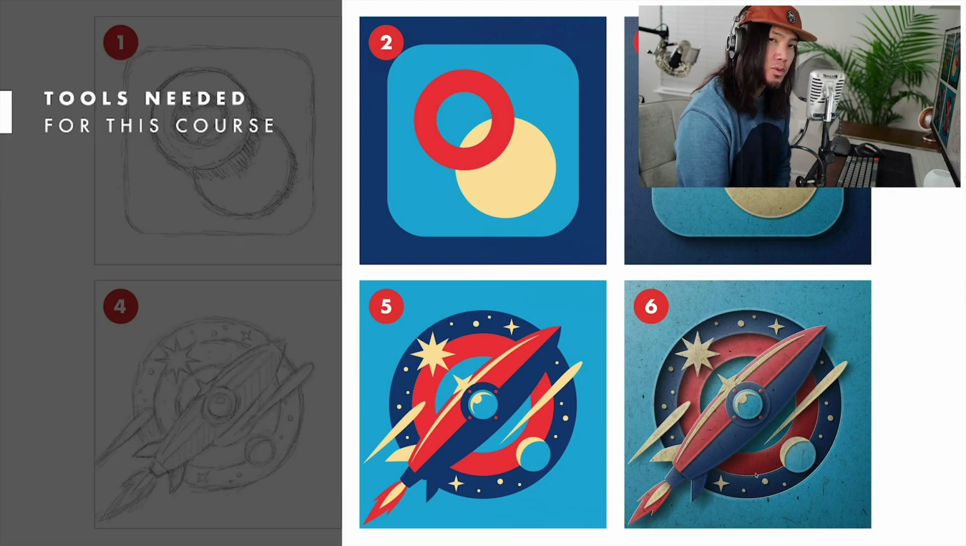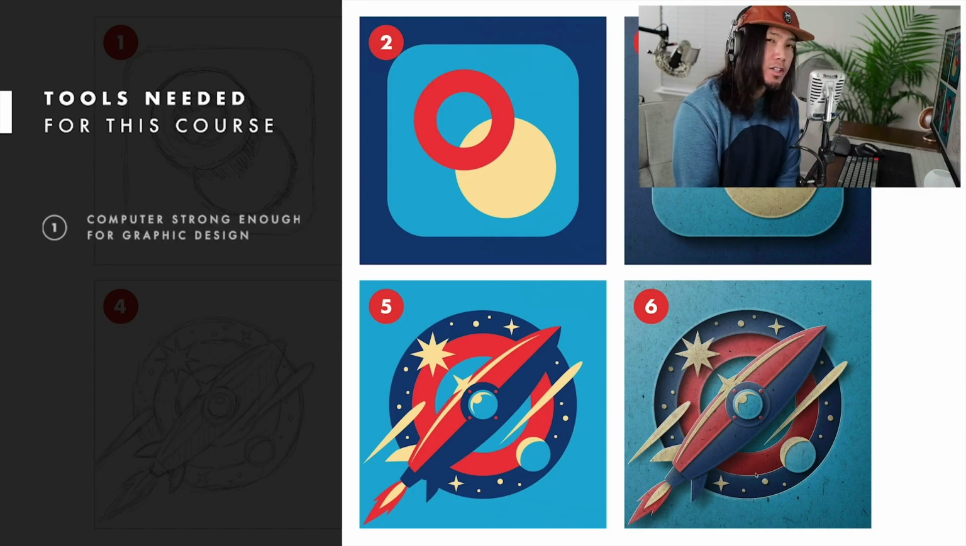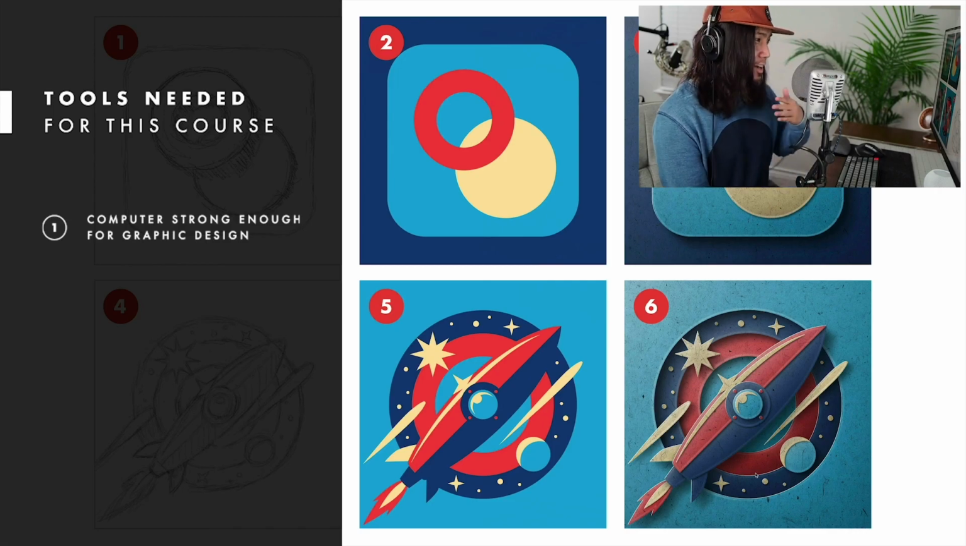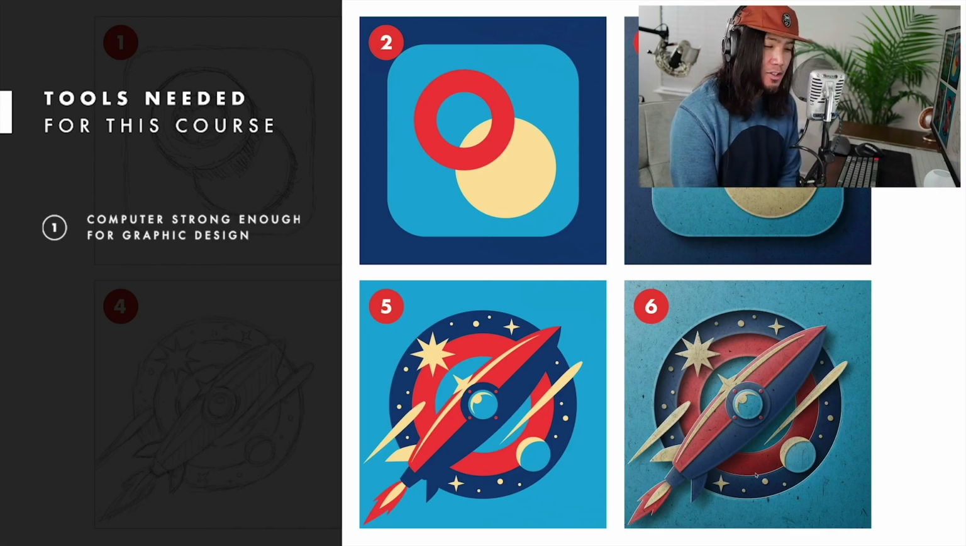All right, I hope that gives you a clear idea of where this course is going to go. The tools that you're going to need. You'll need a computer that's capable of today's graphic design standards. I was able to work this style fairly easily with a MacBook Pro from early 2013. It had 16 gigs of RAM in it, and it ran this style no problem. So if you have something equivalent to that, then you should be pretty good.